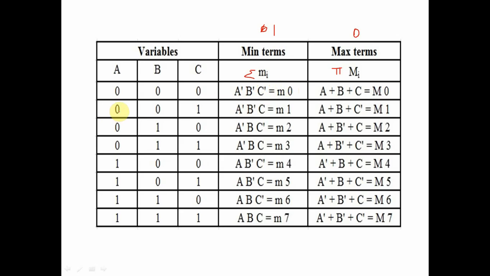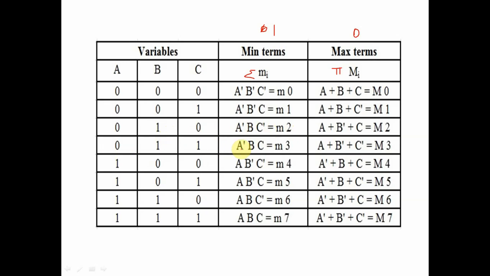Second one is A bar, B bar, C. Why C? Because the 1 term is present here, and in min term 1 is nothing but present and 0 is nothing but absent. So 1 is nothing but present. So here I write C, and 0, 0, 1 is nothing but A bar, B bar, C. So here m1. Now 0, 1, 0 is nothing but A bar, B, C bar, which is m2.